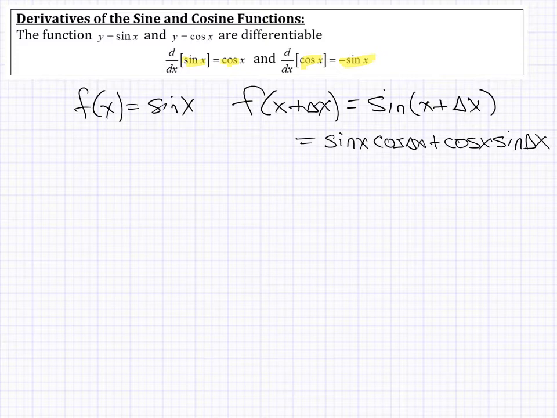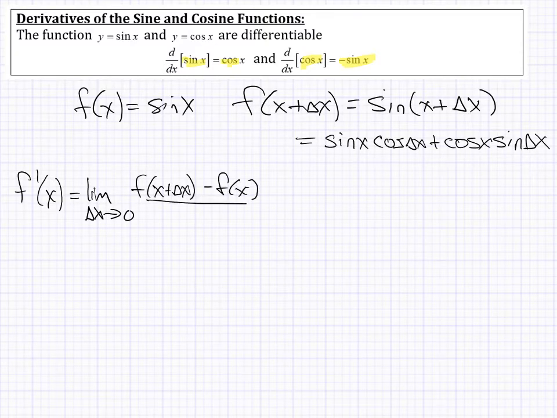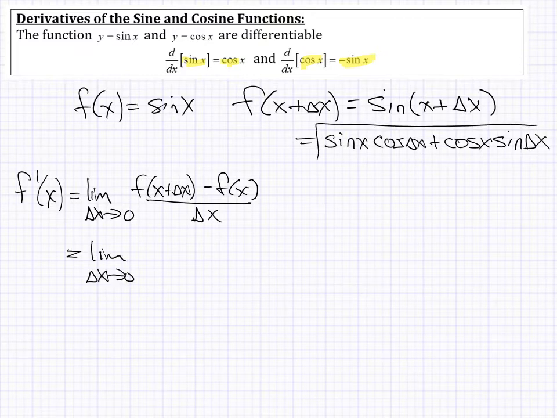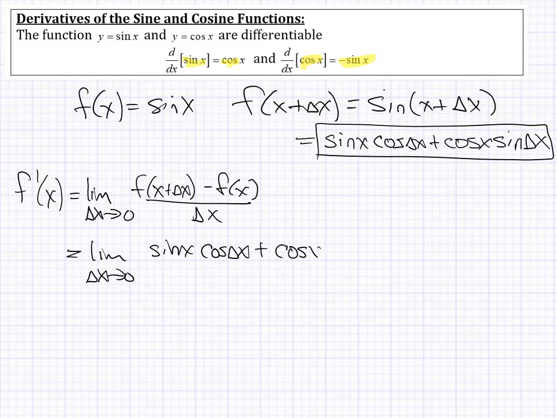So we're going to use that, and what we're going to do is use our derivative definition that says we should have the limit as delta x goes to 0 of f of x plus delta x minus f of x all over delta x. And so in our case, this would be the limit as delta x goes to 0 of f of x plus delta x, which is all this. So sine x cosine delta x plus cosine x sine delta x minus f of x, which was the sine function, all over delta x.